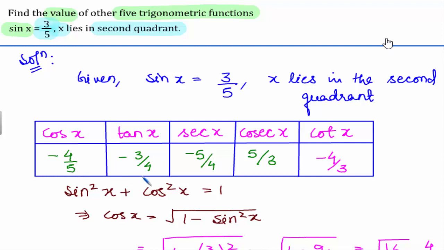So hence we have found the values of the other 5 trigonometric functions. With this, we come to the end of the solution.